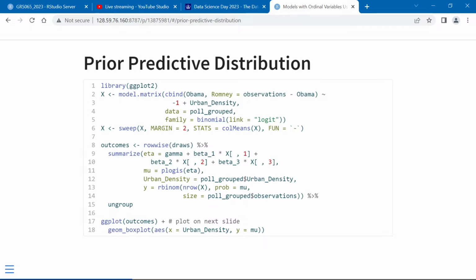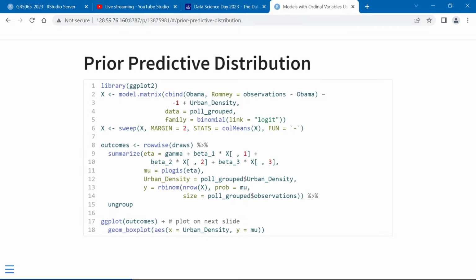So how would we draw from the prior predictive distribution? Well, first we'd set up our X matrix as before, go row-wise on the parameter draws, construct eta as usual, construct mu as, let's say, the standard logistic CDF applied to eta, so eta is log odds, mu is the conditional probability. And then we make a copy of urban density because I'm going to need it in the plot on the next slide.